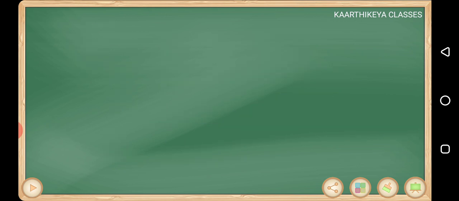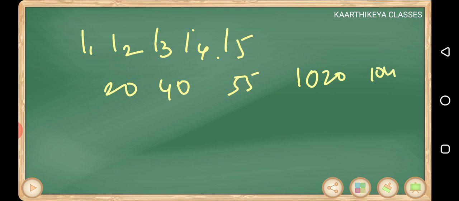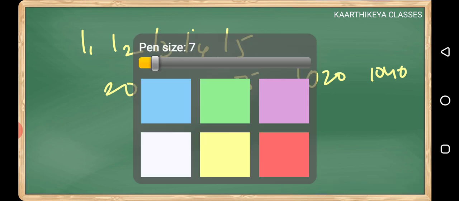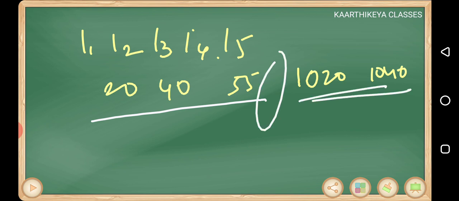Second, they will give you I1, I2, I3, I4 type of values, beta. Say 20, 40, 55, I5 also I am giving, 1020, 1040, like that. When such kind of values are given, what you need to check is where the sudden jump is. For example, you see up to here it is normal and here also it is normal, beta. So here the sudden jump is there.